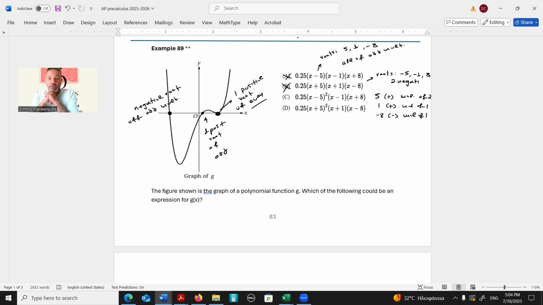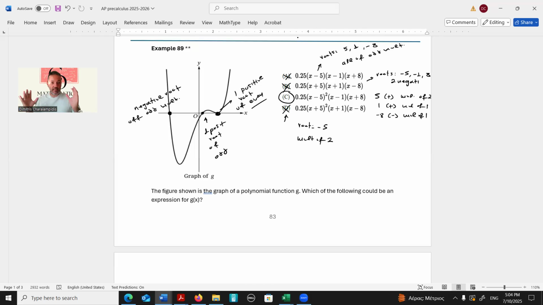Sorry about that. Let's move on. Let's see if D, however, could actually work. In D, we have one root of negative 5, which has a multiplicity of 2. We should reject that because we know that the negative root of the graph has an odd multiplicity. Therefore, under all this reasoning, the correct answer should be C.